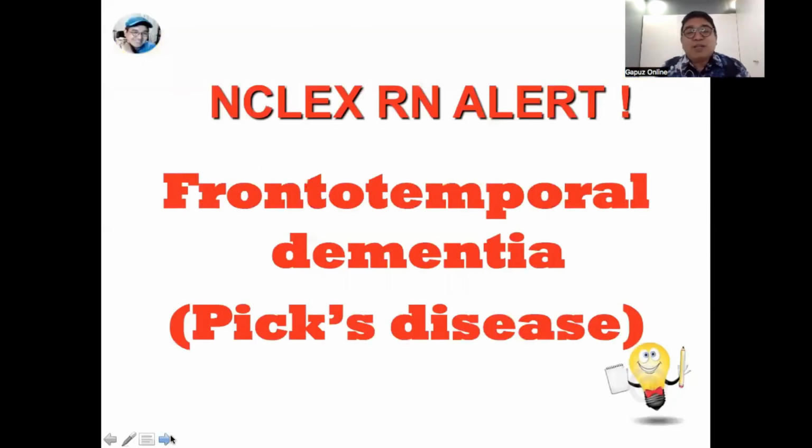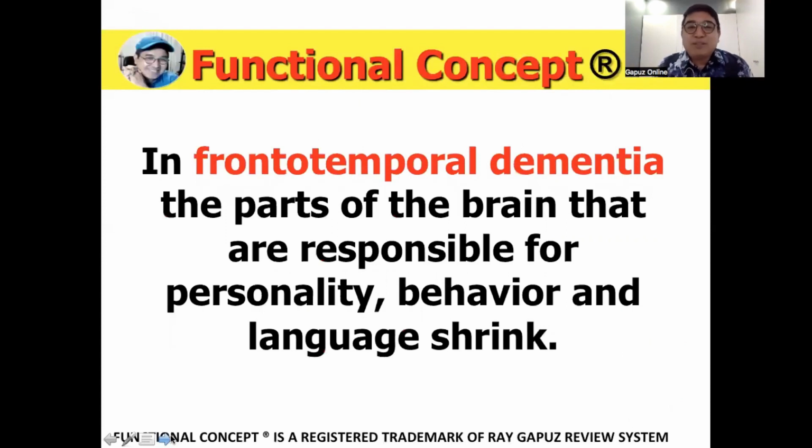Now, your frontotemporal dementia or Pick's disease, remember it affects the fronto and then the temporal area, frontal area, temporal area. So your Broca's motor speech area is affected, the part of the brain that deals with personality is affected, temporal area deals with hearing as well as comprehension. Therefore, in frontotemporal dementia, the parts of the brain that are responsible for personality, behavior, and language shrink. So therefore, the manifestations could be changes in personality, patient's behavior, and their ability to comprehend.